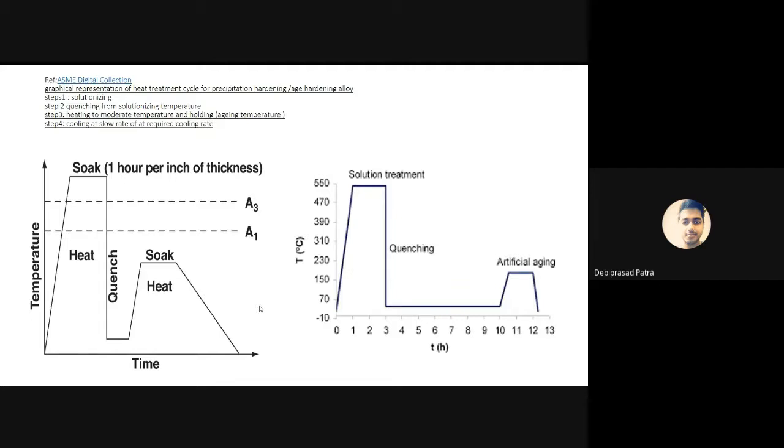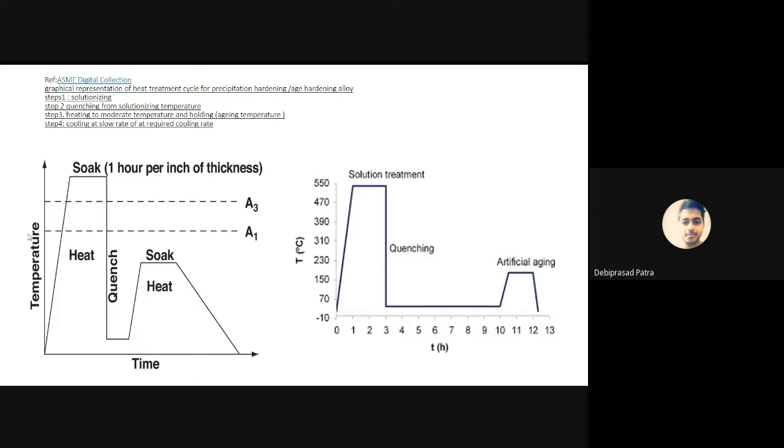So precipitation strengthening, if you remember: we have a matrix and we have some precipitates. Precipitates are actually not soluble in the matrix. Precipitates are basically carbides, nitrides, carbonitrides, or some intermetallic phases, so phases between two metals. So how do we do precipitation in a material?